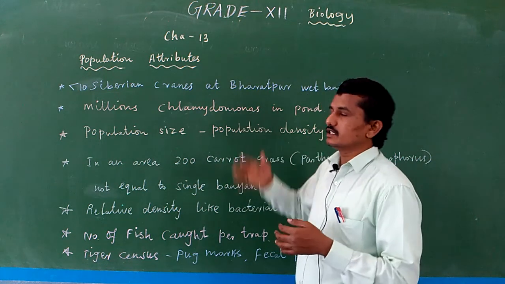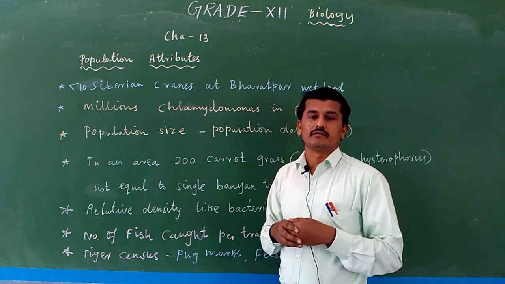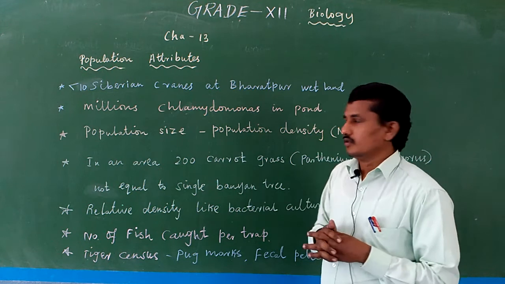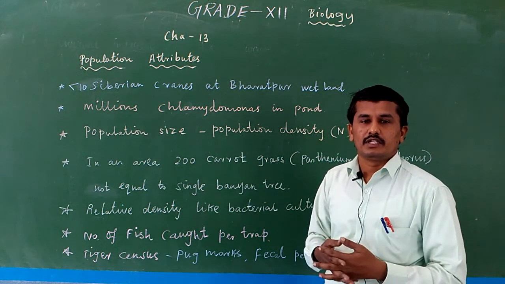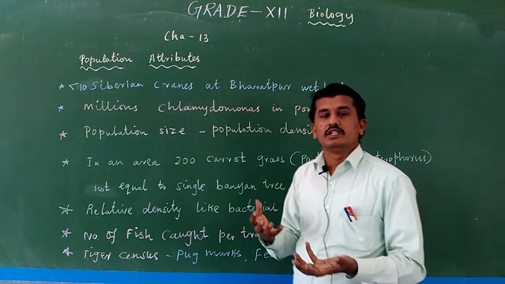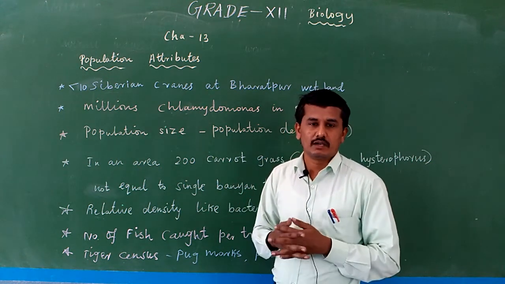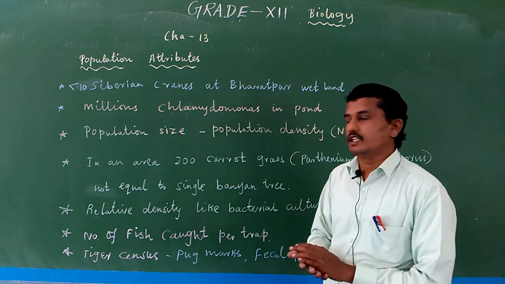In the Siberian crane in the Bharatpur wetland, counting the number is easy. Even carrot grass, counting the number is difficult. So in some populations we can easily count the number of individuals. In some populations, we use only relative density, not an exact calculation of the number. It is not possible, so we only use relative density.